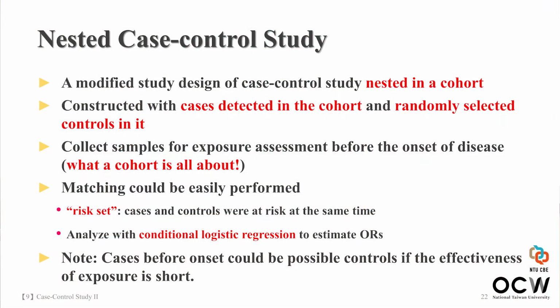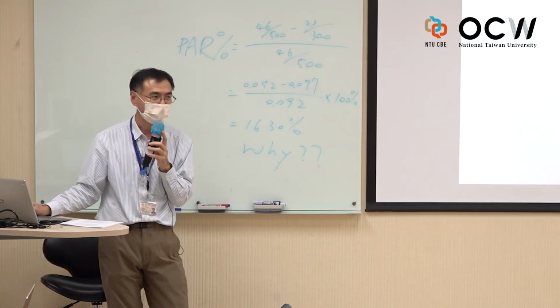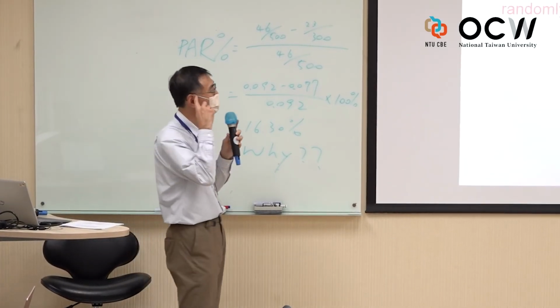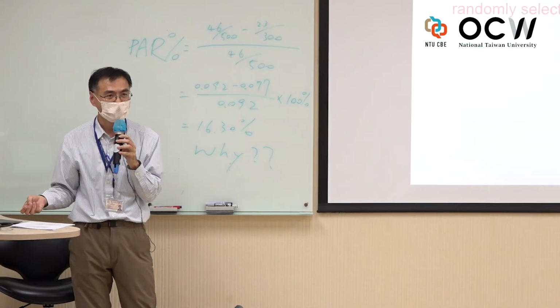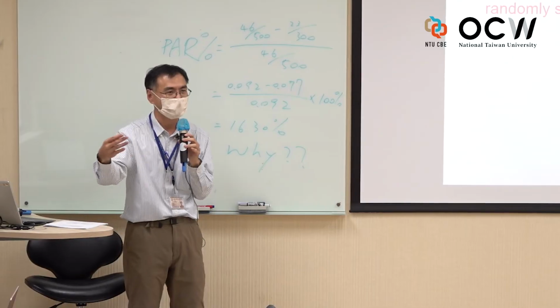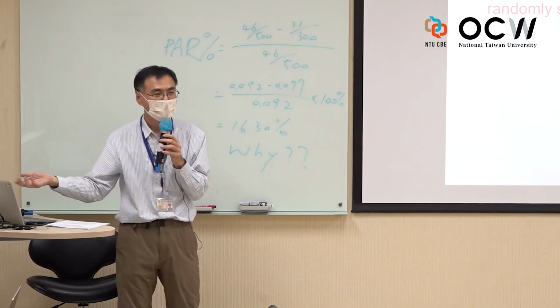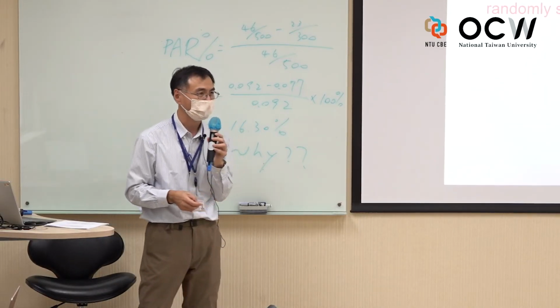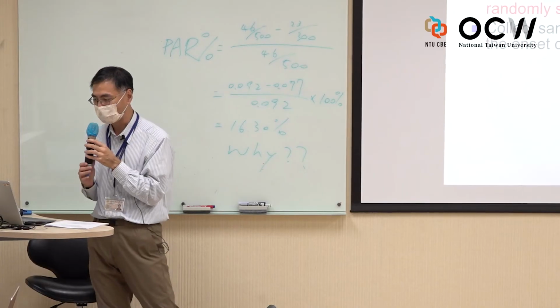Okay, let me give you a brief review of the nested case control study again. It's a modified study design that could take the advantages from both the case control study and the cohort study. So it's generally nested in a cohort. It's constructed by the cases detected in the cohort and the controls randomly selected in the cohort too. Because it's an ongoing cohort, right? After a certain period of follow-up, we'll be able to identify people who got the disease and people who were still healthy. And we just take every single one who got the disease and compare them to a random sample. That's generally the way we do it for a nested case control study.